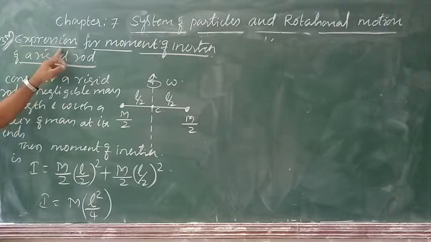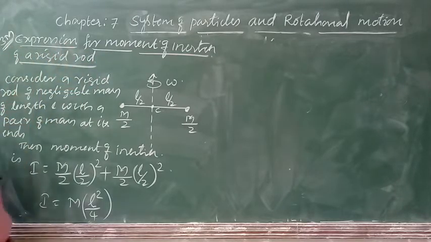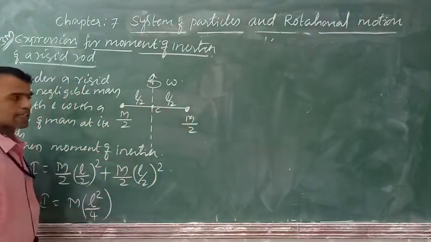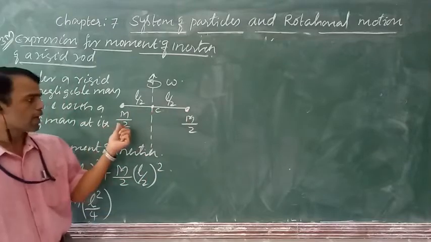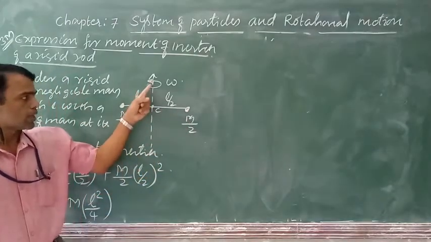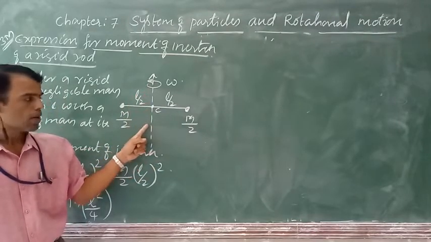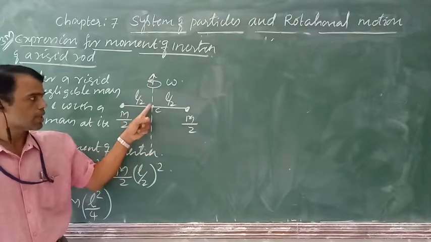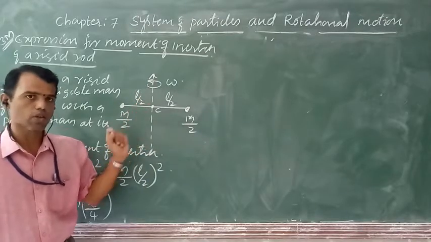Let us know the expression for moment of inertia of a rigid rod. So consider a rigid rod of length L with negligible mass, with a pair of masses attached to its ends, rotating about an axis passing through the geometric center of the rod, which is the center of mass of this rod.